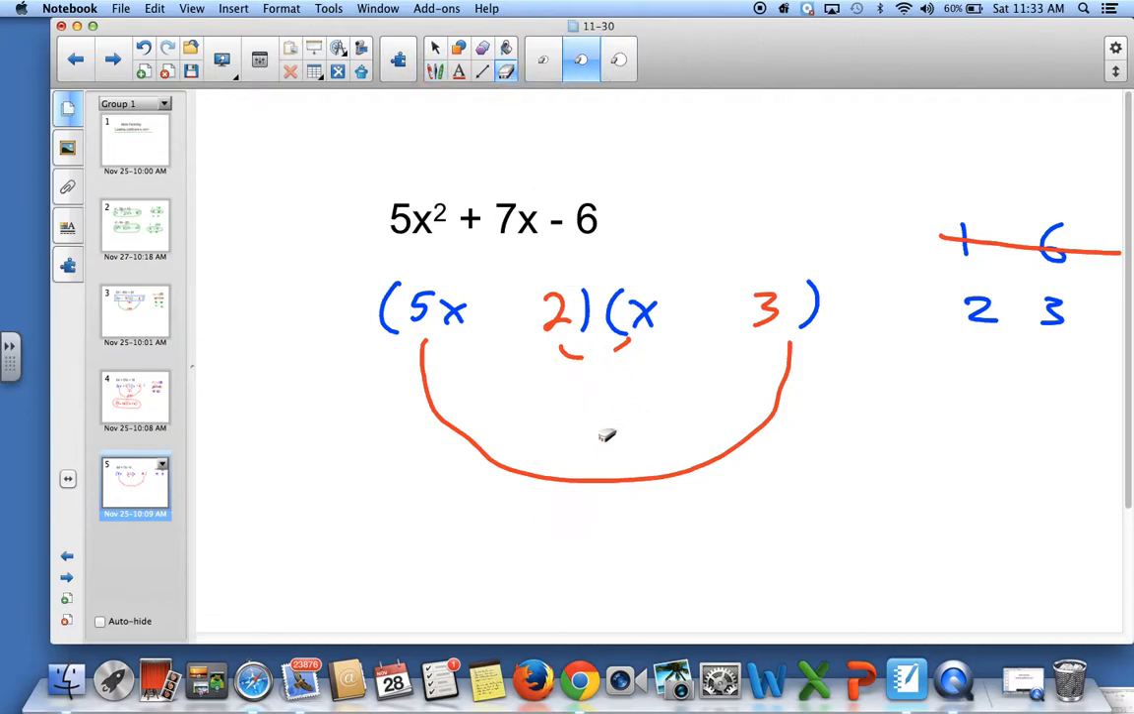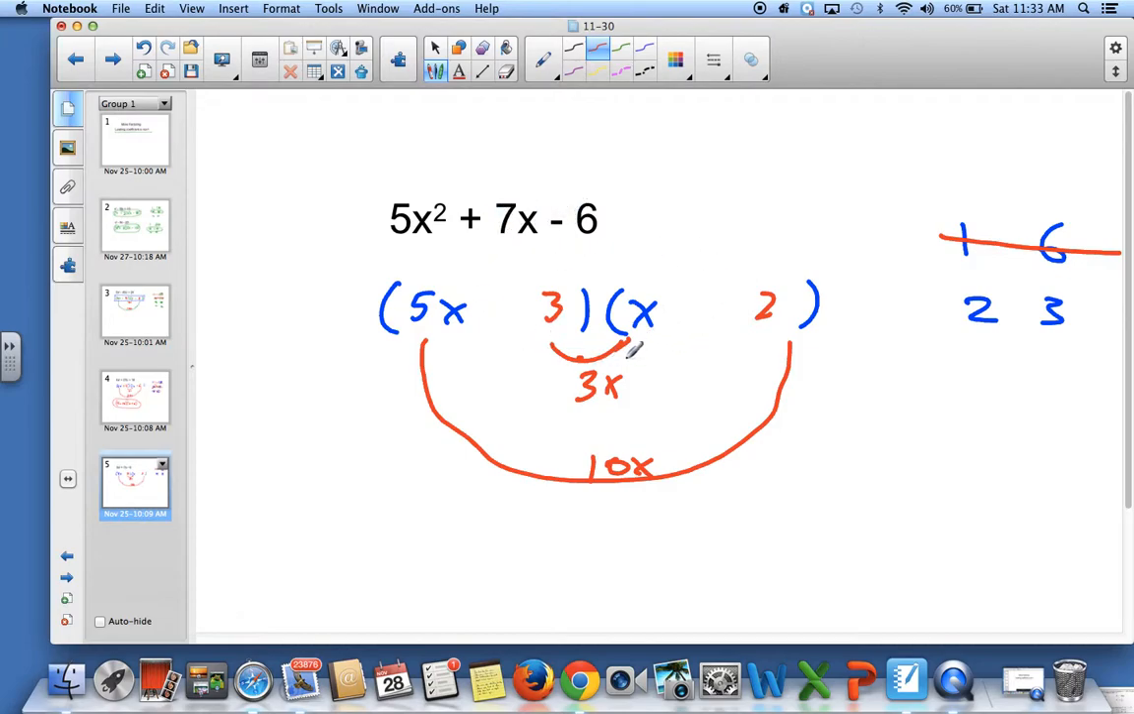And so now we're going to switch the 2 and the 3. And we're going to put a 3 here and a 2 here. And this gives us 10x. And this gives us 3x. And those do, in fact, subtract to get 7. So these are the correct numbers.